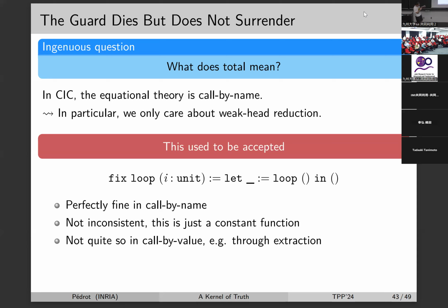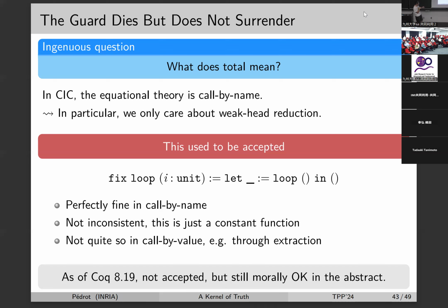And the thing that should start to frighten you is that this fixed point used to be accepted by the kernel, even though it's not total as per call by value, but it's total as per call by name. So in particular, there were funny examples where extraction would go completely awry due to these kinds of situations. So it is now forbidden, but it's not clear why it should be forbidden. What does total mean? Again, a good question.